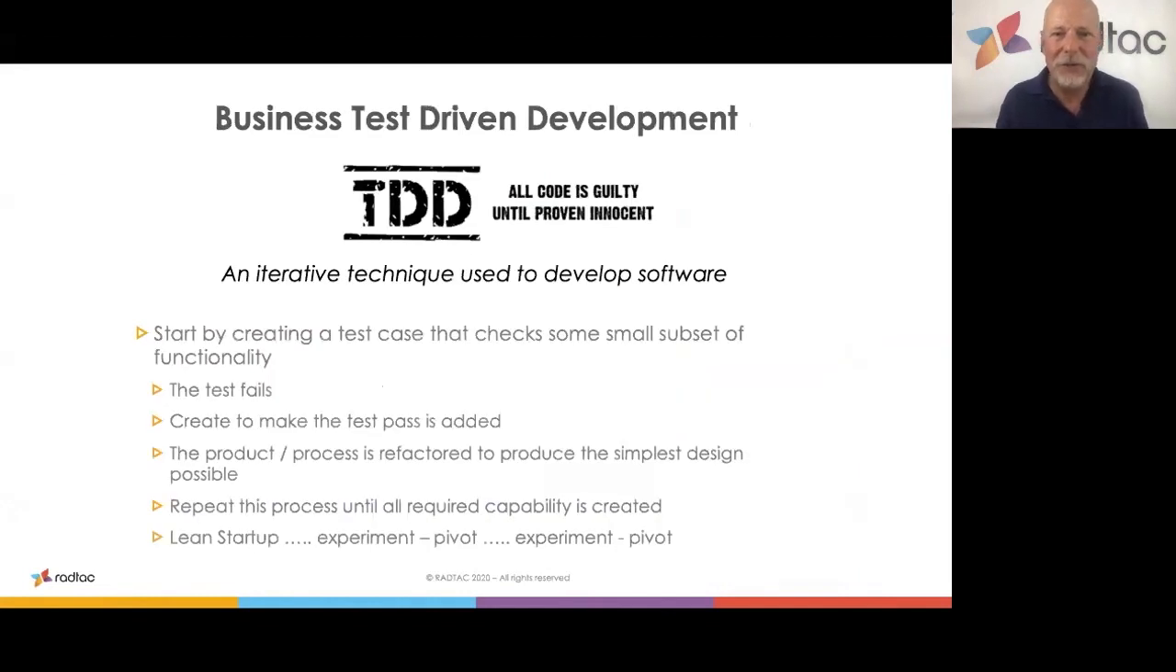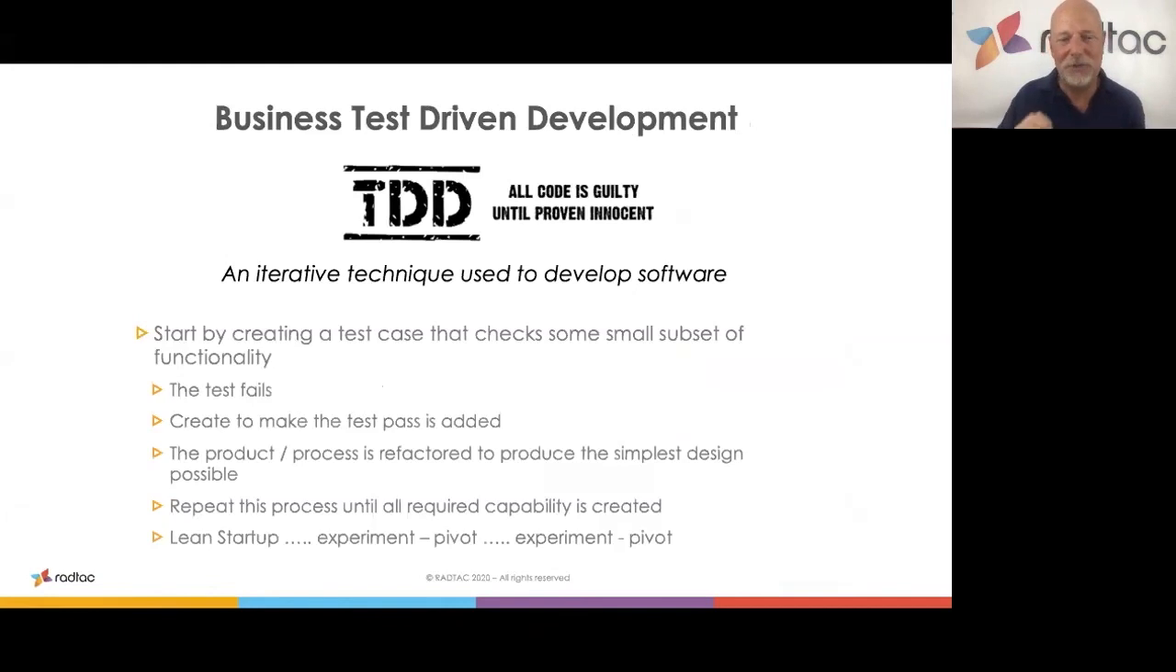Test-driven development. Again, you can see that all code is guilty until proven innocent. So it looks like an IT thing, and it is an IT thing. However, it applies to the business as well. What we need to do in a business is, the first thing we need to do when thinking about producing a business outcome is write a test. How are we going to prove to ourselves that this business outcome works?